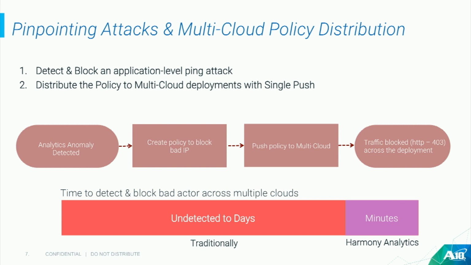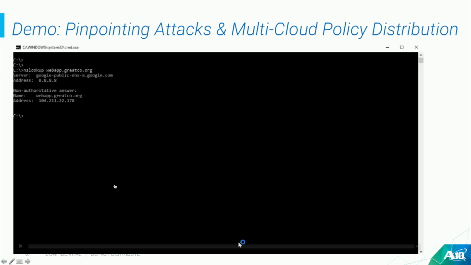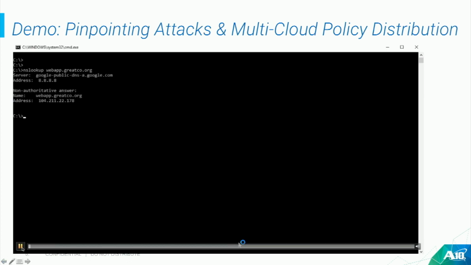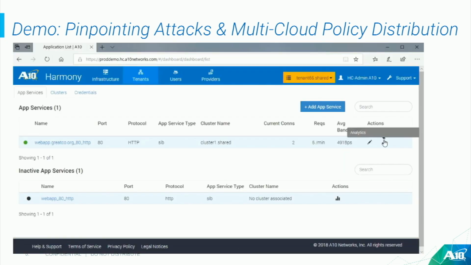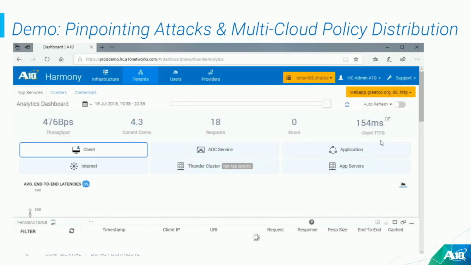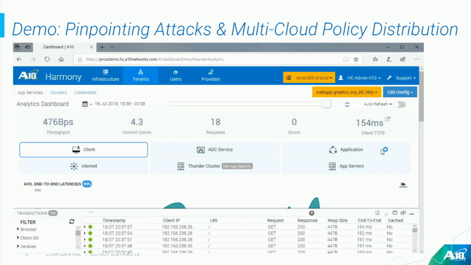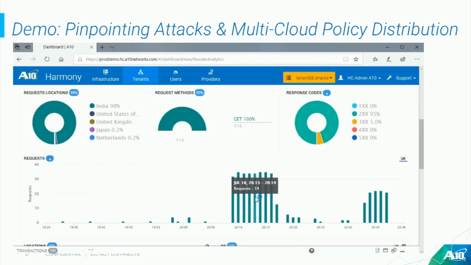Another use case is pinpointing attacks and then distributing policy, which Raj talked about, across a multi-cloud deployment. So in this case, we are running a simple HTTP ping, an application level ping. And you will see that we can easily flag such a situation in Harmony by going again to the Per App Analytics dashboard. You will see that there is a spike in the request count for that particular time period.